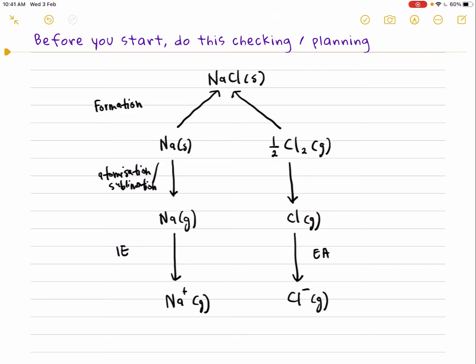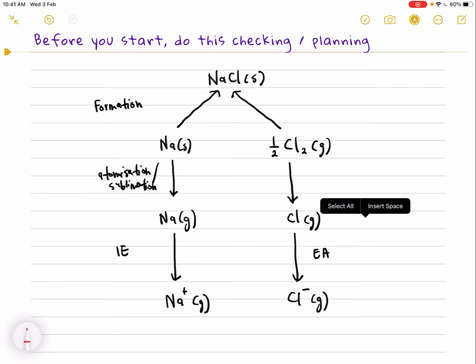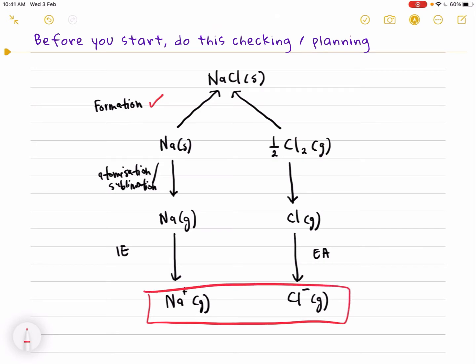Meaning that in order to draw the Born-Haber energy cycle or energy level diagram, what you have to know is you have to start your cycle or energy level by having this formation, and you have to end your energy cycle or energy level diagram with these ions. Okay, so make sure you check your Born-Haber energy cycle and energy level and make sure you have those two in your answer.